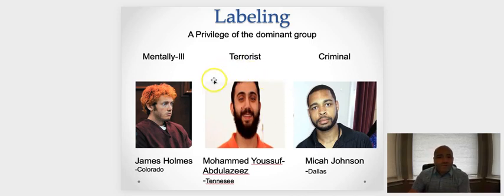Here, when we have a person of Middle Eastern descent, it's about terrorism. Here, when we have a person of African descent, it's about criminality. And again, this is based on labeling, right? These stigmas that attach to you based on your group membership. And labeling is a privilege of the dominant group.